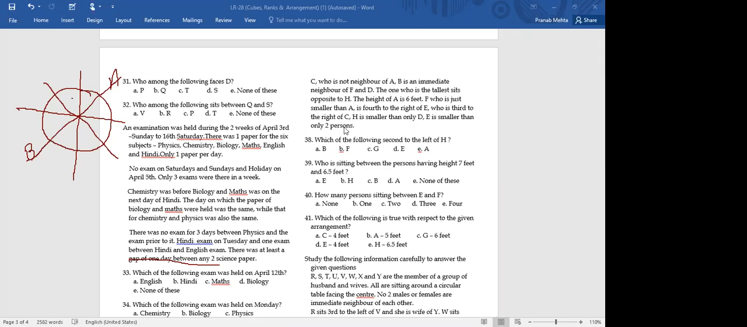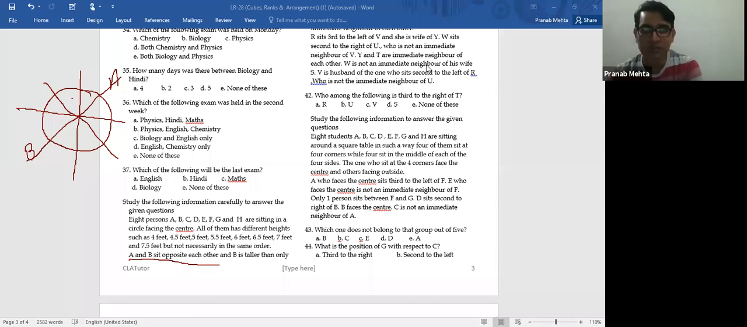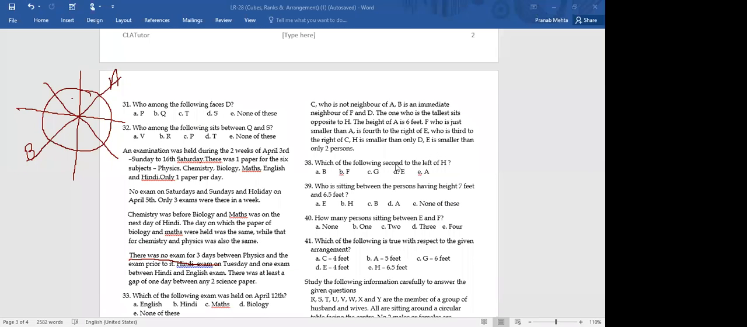A and B sit opposite to each other. B is taller than only C, who is not a neighbor of A. C is not a neighbor of A, they are saying. Yes, sir. C is not a neighbor of A.